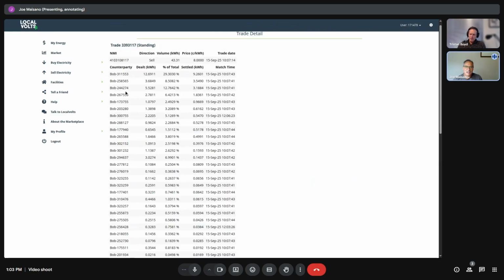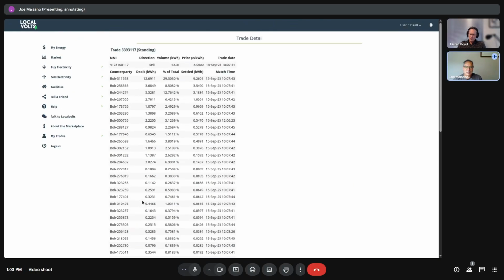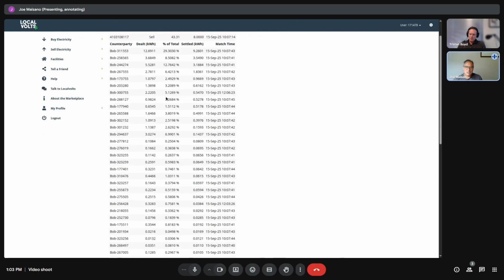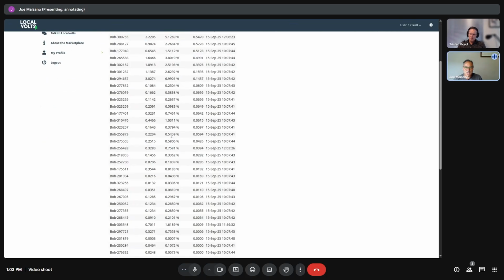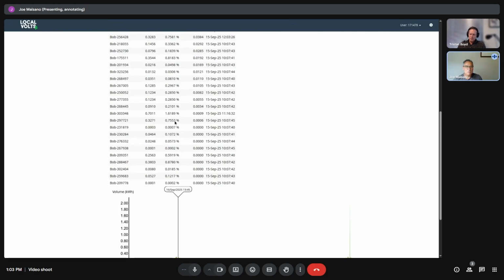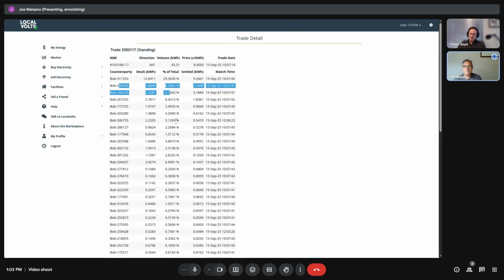And then at a counterparty level, it's showing the percentage I've got. So this counterparty here got 29% of the trade. A few other largish ones, and then this is all just small stuff, bits and pieces down here.